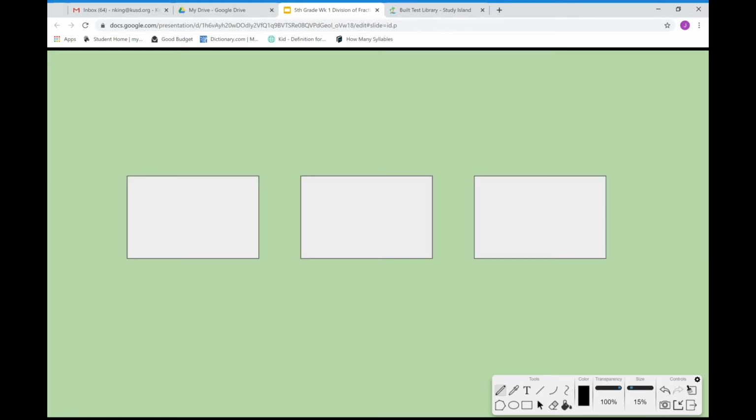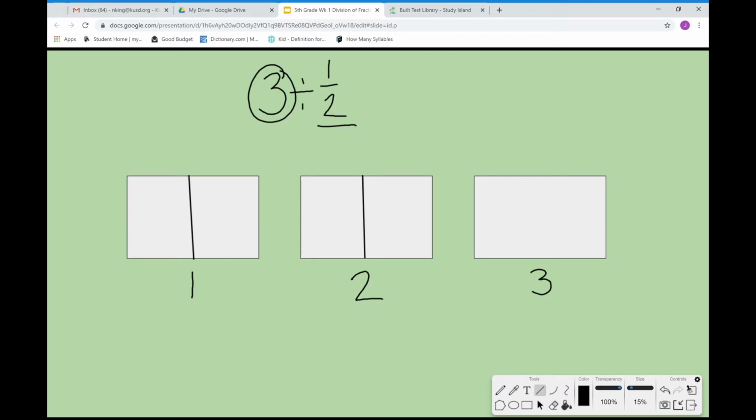In the first example, we are going to divide 3 by 1/2. We start with what is being divided, the dividend. In this problem, it is the 3 that is being divided, so we start with 3 wholes. Since we are dividing the 3 by half, our divisor, we are going to divide each whole into halves.